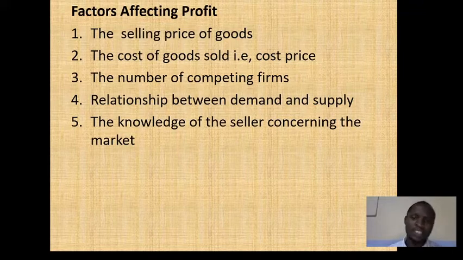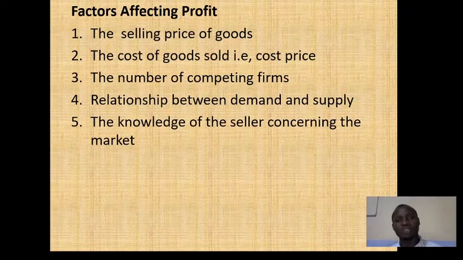Thirdly, we have the number of competing firms. Let's say we have about 5 firms that are selling the same product with you. Since there will be much competition, it is definitely going to affect your sales, because if customers come to patronize you and they are not satisfied with your price, and they have other firms that sell similar products, and those firms are ready to beat down the price, definitely it is going to affect your profit, because your turnover or your sales is going to reduce.